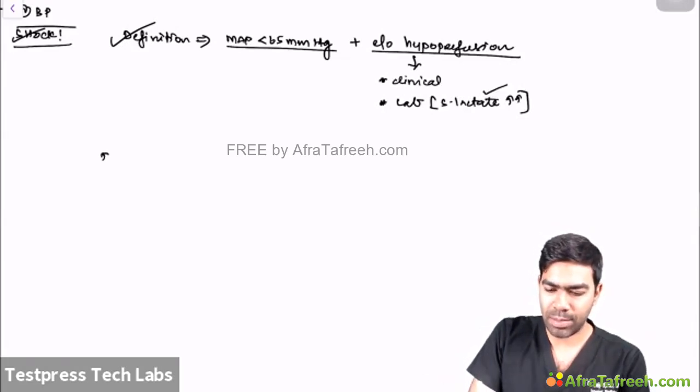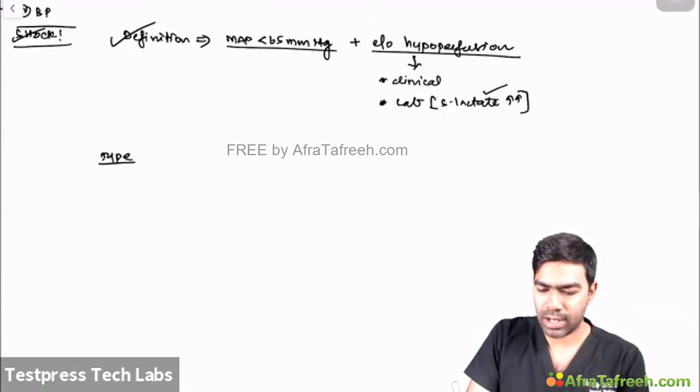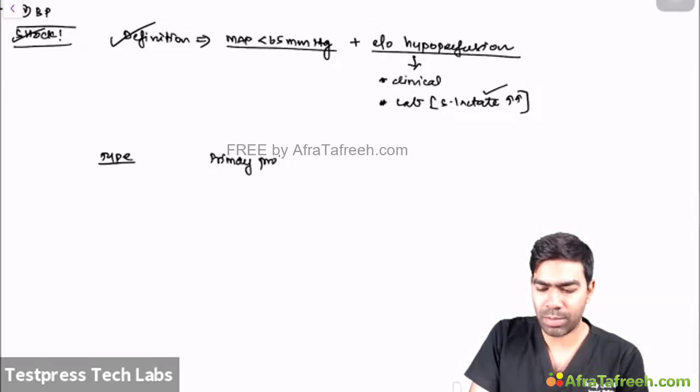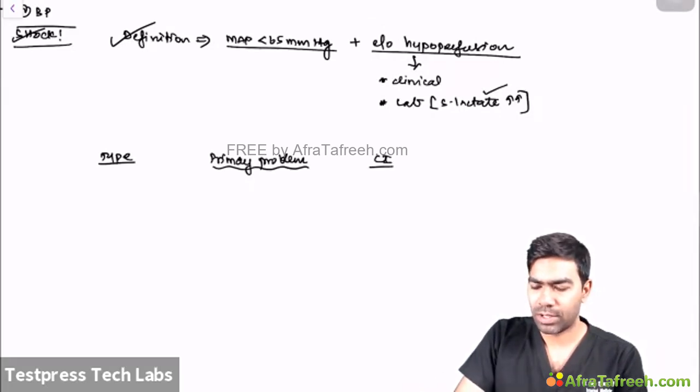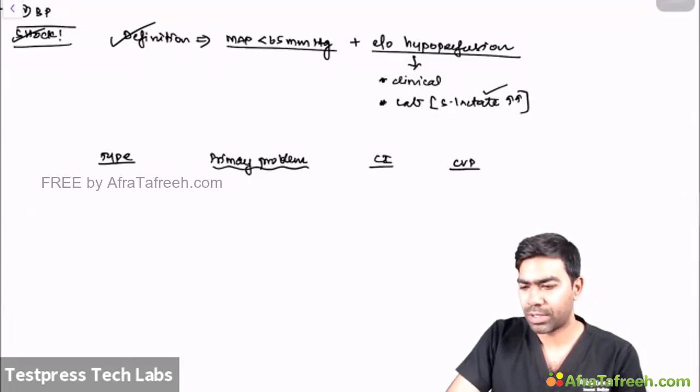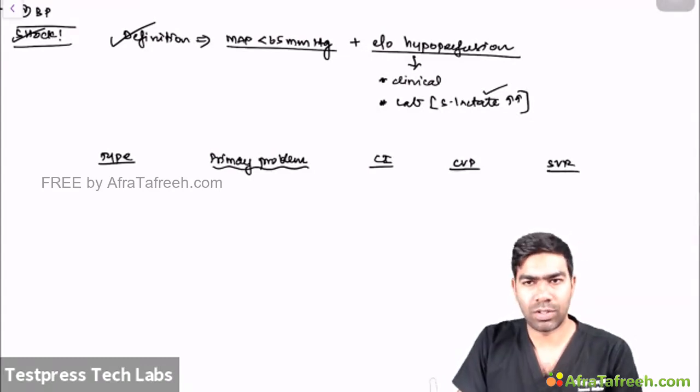So I can write the type of shock and I can write what will be the primary issue, primary problem in that particular type of shock. Then we can talk about the cardiac index. Then we can talk about the CVP, that is central venous pressure. And we can talk about the systemic vascular resistance.